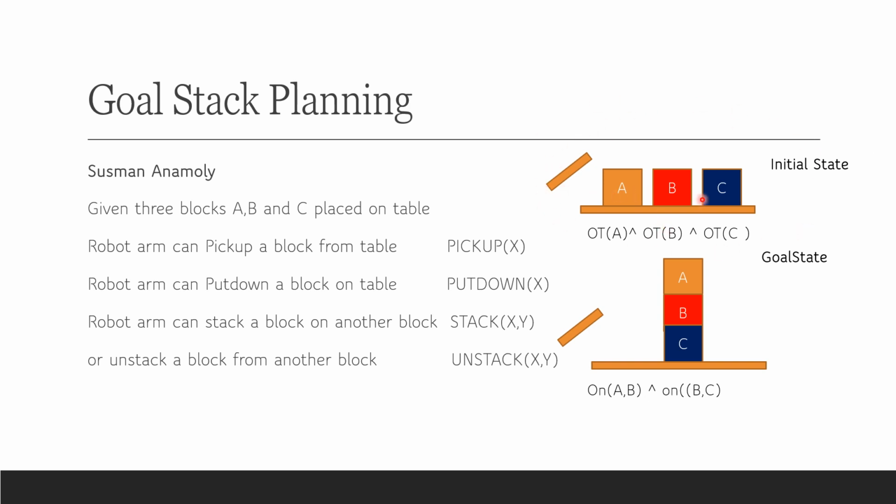There are three blocks A, B, C which are placed on the table, and the situation is described by the set of predicates: on table A, on table B, on table C. This is the goal state and it is described by the predicates on A B and on B C. These two goals are to be achieved by the robot arm. The robot arm can perform the following four operations: pick up X, put down X, stack X Y, and unstack X Y.